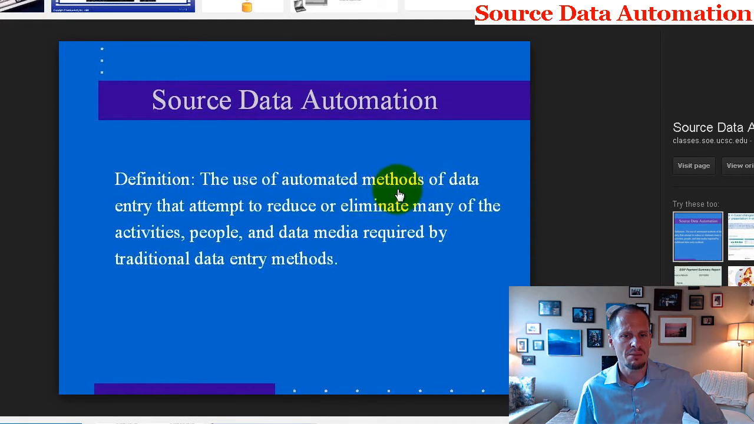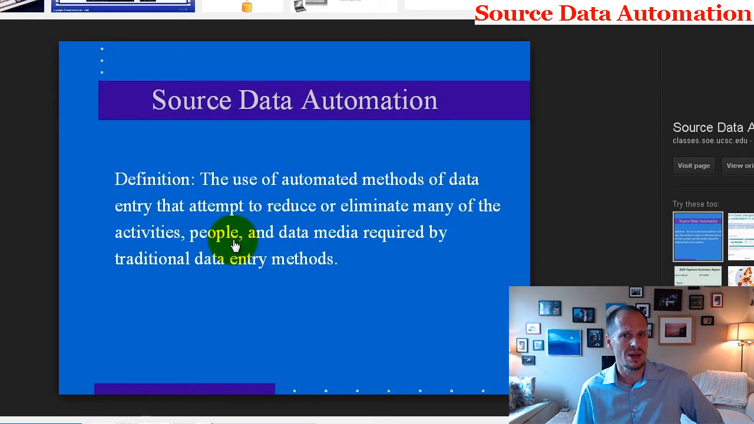The use of automated methods of data entry that attempt to reduce or eliminate many of the activities, people, and data media required by traditional data entry methods, right? And so we want to reduce or eliminate activities and people, right? We're going to put people out of a job. That's one of our tasks as computer technicians or people who go in and make things happen quicker.